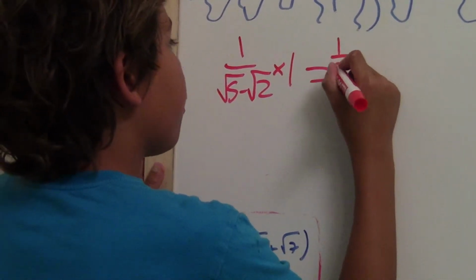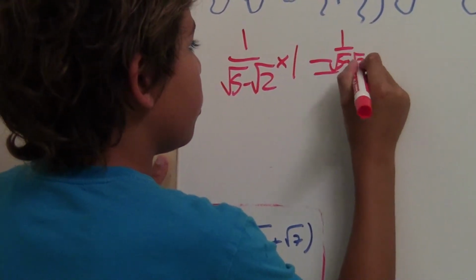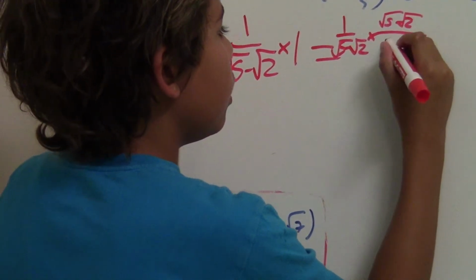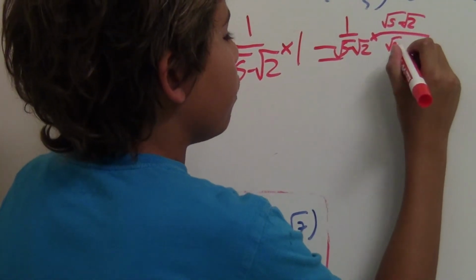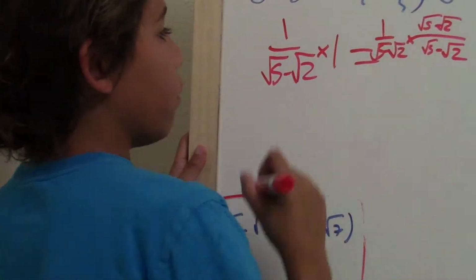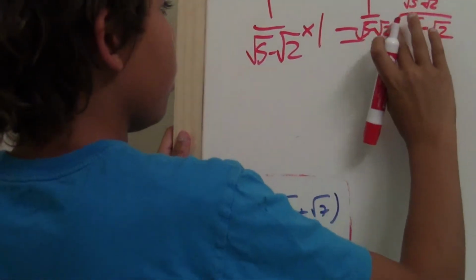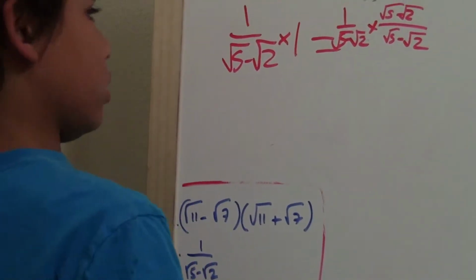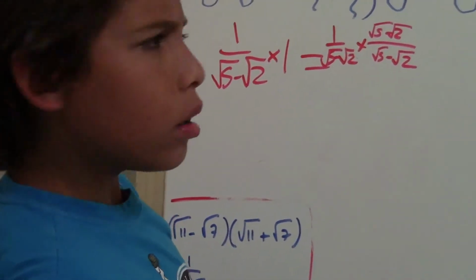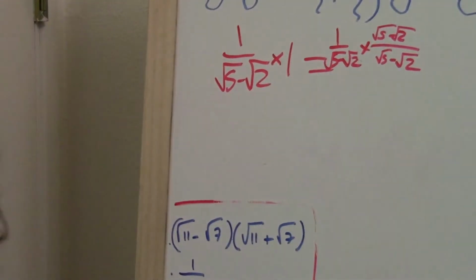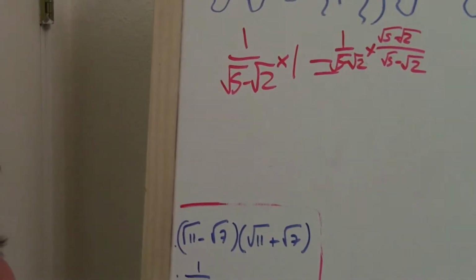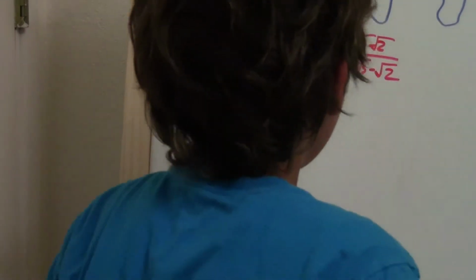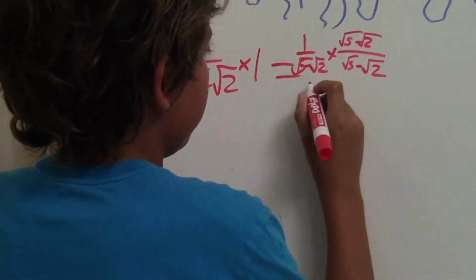Then we can do 1 over the square root of 5 minus the square root of 2 times the square root of 5 minus the square root of 2. How about if you do plus? Instead of square root of 5 minus square root of 2, how about you do plus? You multiply by square root of 5 plus square root of 2. Okay, try it like this. Go, it's good. Continue.